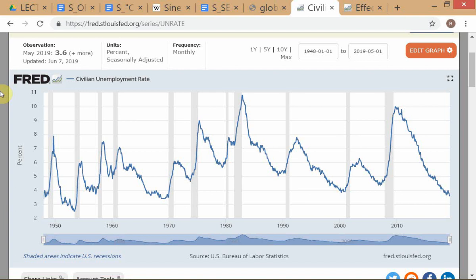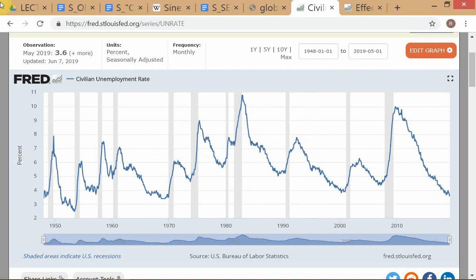You can see how even something like the unemployment rate, which is a purely economic variable, even that moves in cyclical patterns. There also you see uptrends and downtrends, and you can see the same patterns. Can you see that? Higher highs, higher lows, the same patterns.